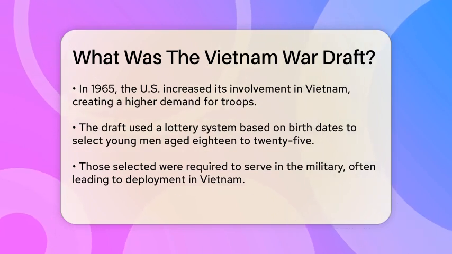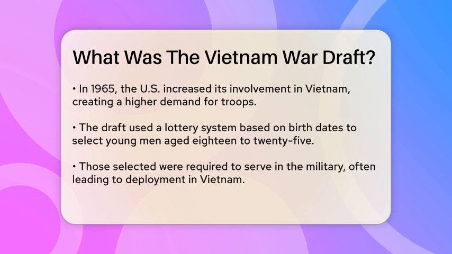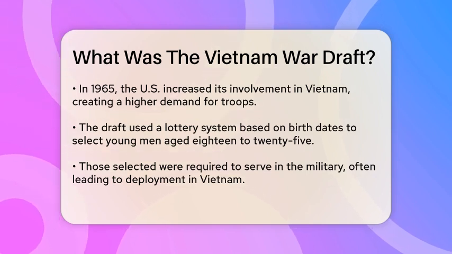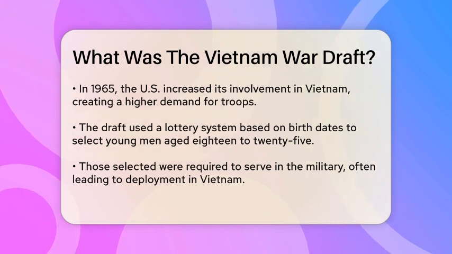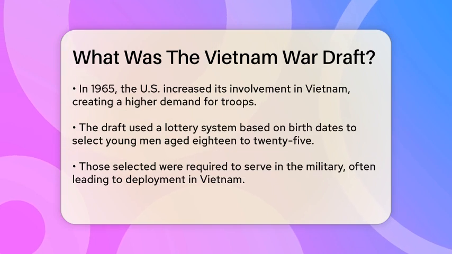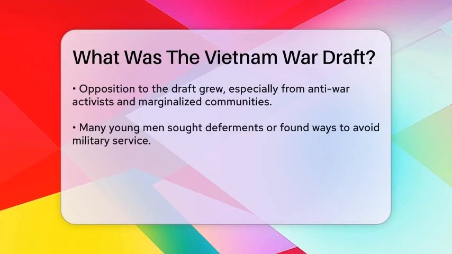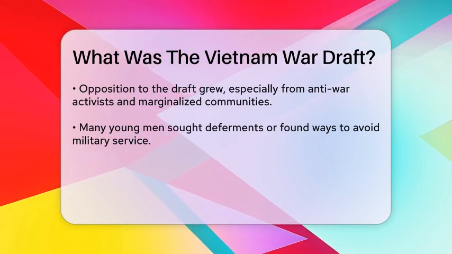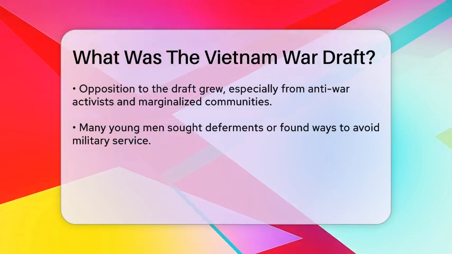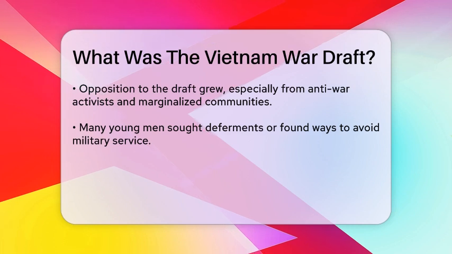Young men, typically between the ages of 18 and 25, were selected through a lottery system based on their birth dates. Those chosen were required to serve in the armed forces, which often led to deployment in Vietnam. The draft faced significant opposition, particularly from anti-war activists and various segments of society who argued that it was unfair and disproportionately affected marginalized communities.